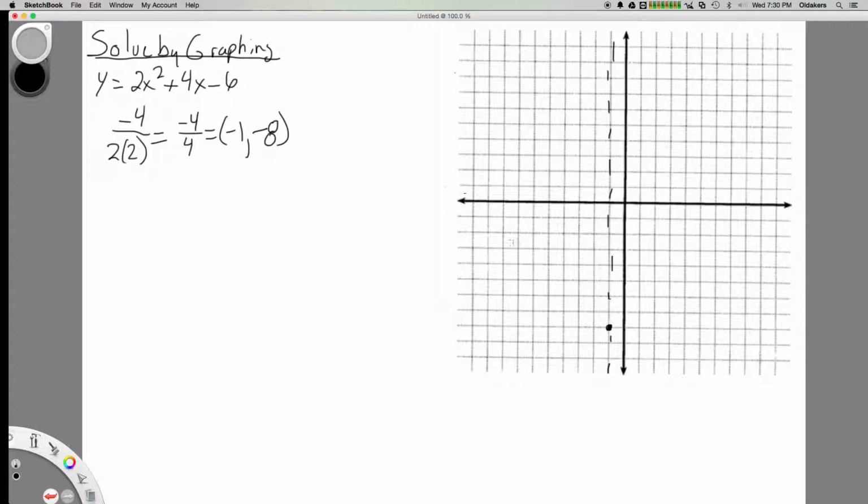And then I'll plot my y-intercept at negative 6. So right there. Now if I'm solving by graphing, I'm looking for where this is going to cross the x-axis. And a couple things I know already. The vertex is below the x-axis. It's going up because my a value is positive, so I'm going to have two solutions here. I'm going to have two roots somewhere. Just got to figure out where.